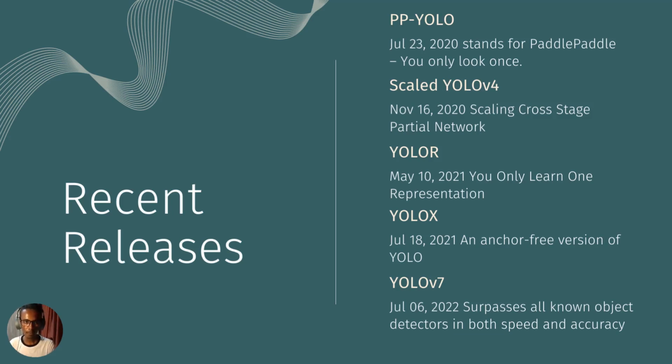since 2020. We have PP-YOLO, which is also known as PaddlePaddle YOLO, which was released on July 23rd, 2020. And in November of the same year, we have Scaled YOLO v4, which was released by Alexey Bochkovskiy again. This paper is also called Scaling Cross Stage Partial Network, in which the CSP backbone, originally used in YOLO v4, was scaled. When we talk about the backbone architecture, we'll talk about the cross stage partial network in detail.